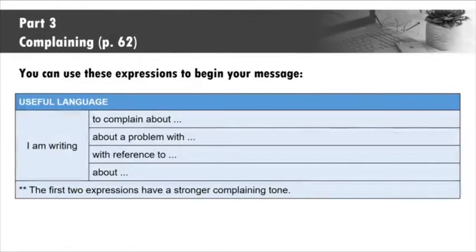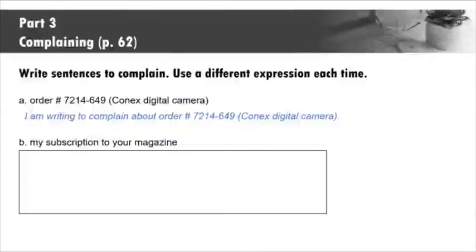But you should keep in your mind that the first 2 expressions, I am writing to complain about something, and I am writing about a problem with something, have a stronger complaining tone. So you should consider the problem situations or maybe the relationship, and you should use the appropriate expression. So now let's try writing some sentences to complain. Use a different expression each time.